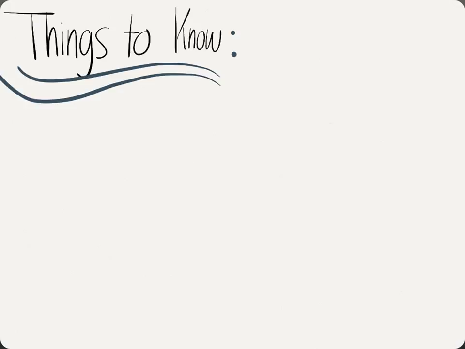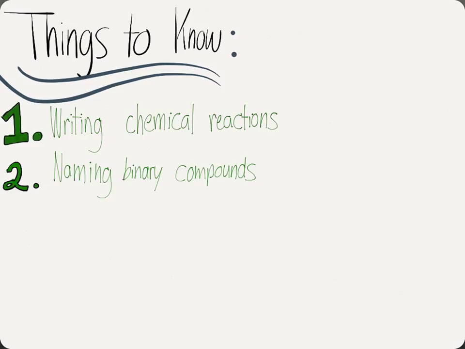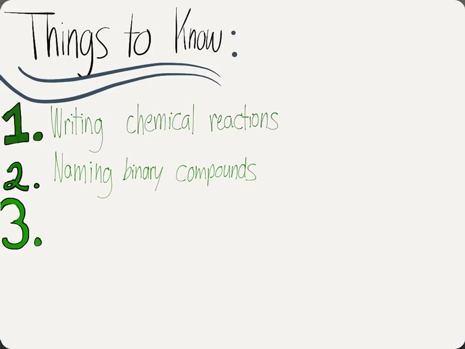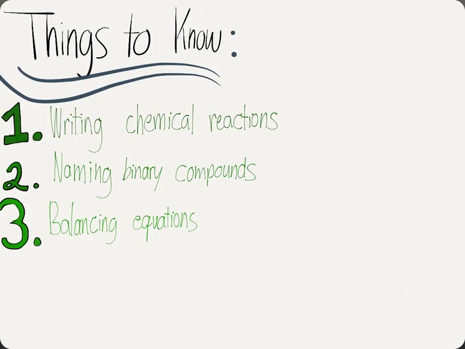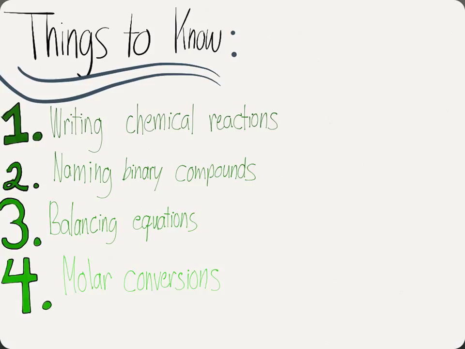Before we get too far into this, let's go over some things you might need to know before doing stoichiometry. First, you need to know how to write basic chemical reactions. Second, how to name binary compounds, so transferring from its symbols to the actual written out name of a compound. Third, how to balance equations, making sure there are equal amounts of components on either side of the arrow. And fourth, molar conversions. I'm going to go over these in the video, so you don't have to go too in depth, just keep these in mind.